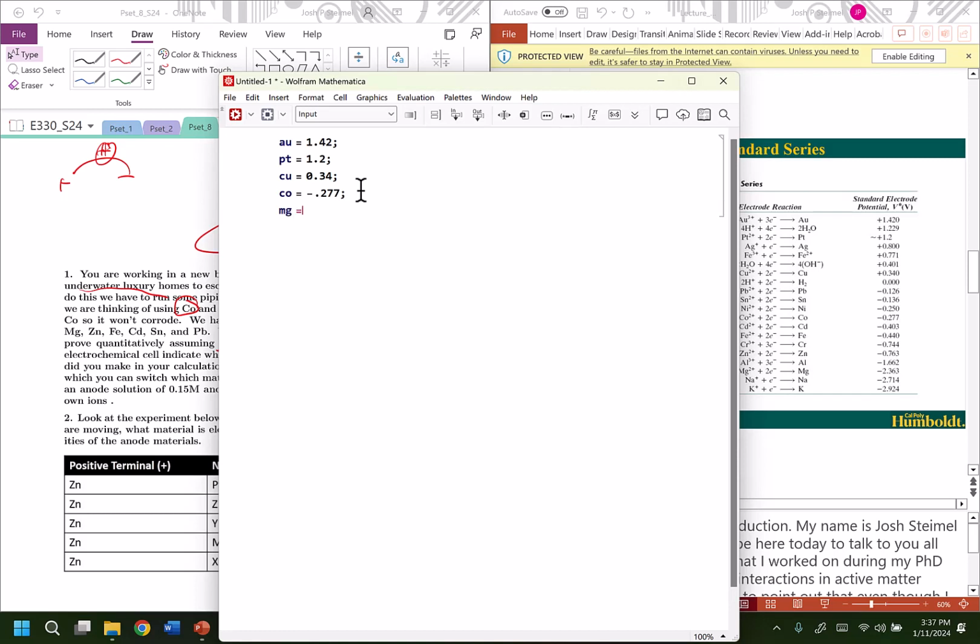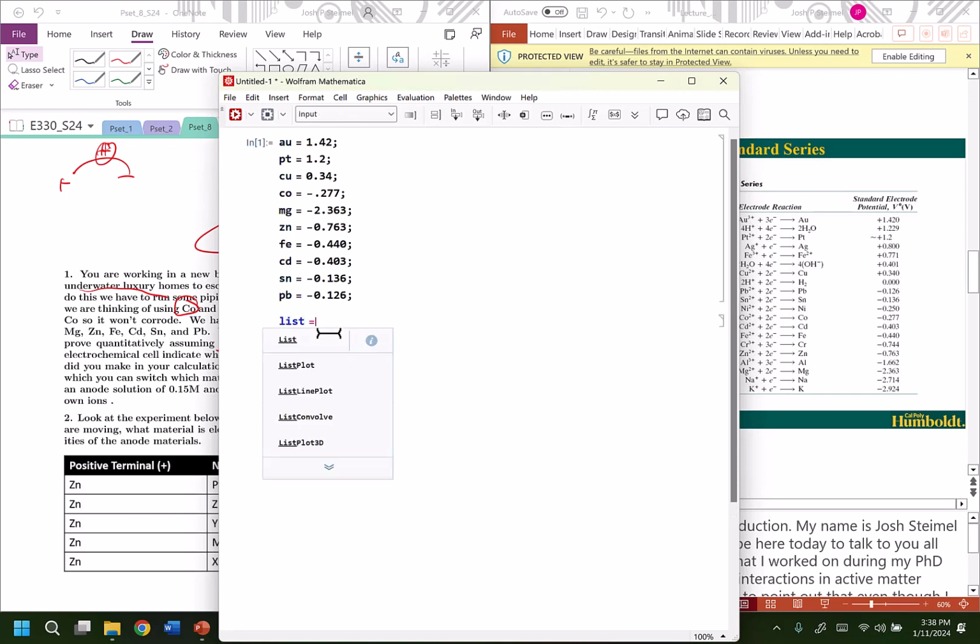Mg is equal to minus 2.363. Zn is going to be equal to minus 0.763. We have Fe equal to minus 0.44, and Cd equal to minus 0.403. Sn is going to be equal to minus 0.136. And then finally, Pb is going to be equal to minus 0.126. So that's a lot. I'm going to call this list equals Au, Pt, Cu, Co, Mg, Zn, Fe, Cd, Sn. And I'm going to remove cobalt because that's the one we're looking at here. So this is our list.